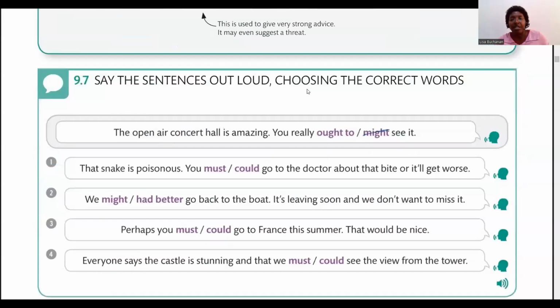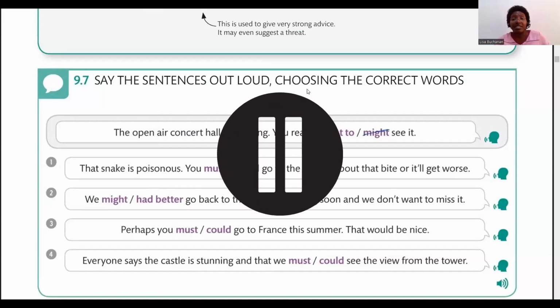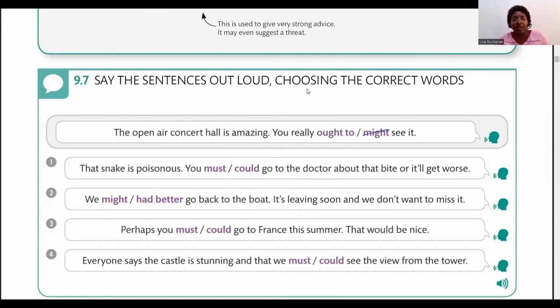Here you have two choices. You're going to say the sentences out loud, choosing the correct words. Again, go ahead and pause the video and see if you can get them correct. So let's look at the first example. The open air concert hall is amazing. You really ought to see it. Yeah, you really ought to see it.